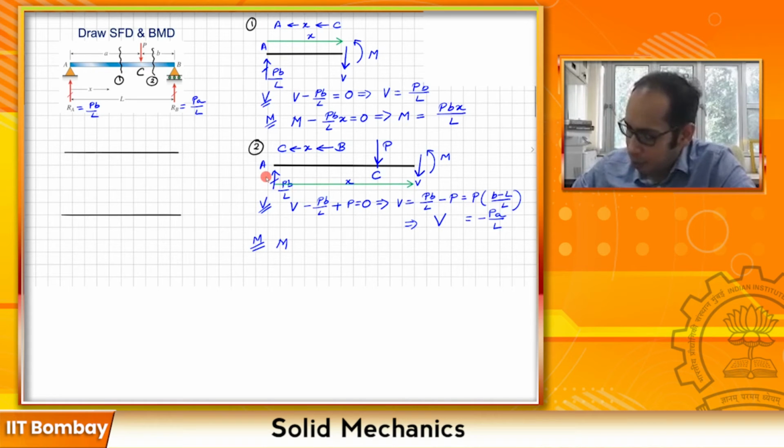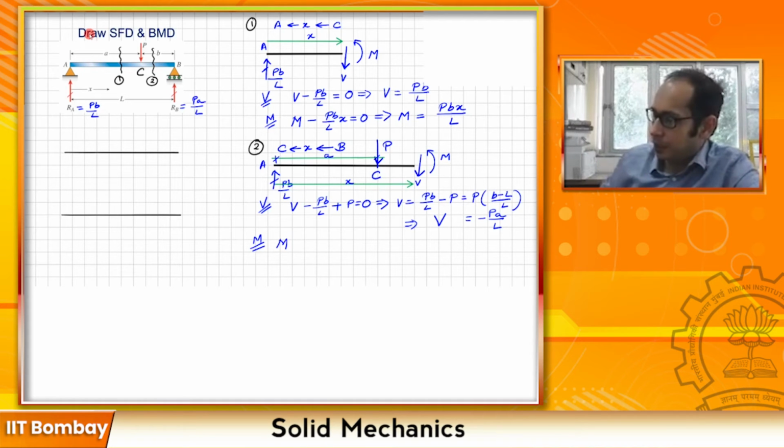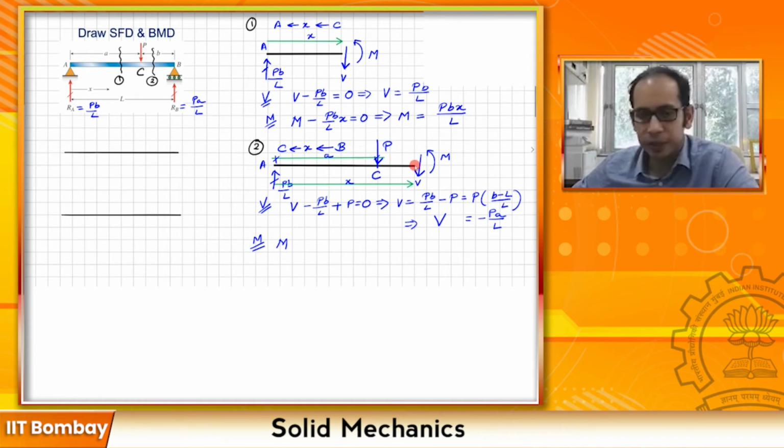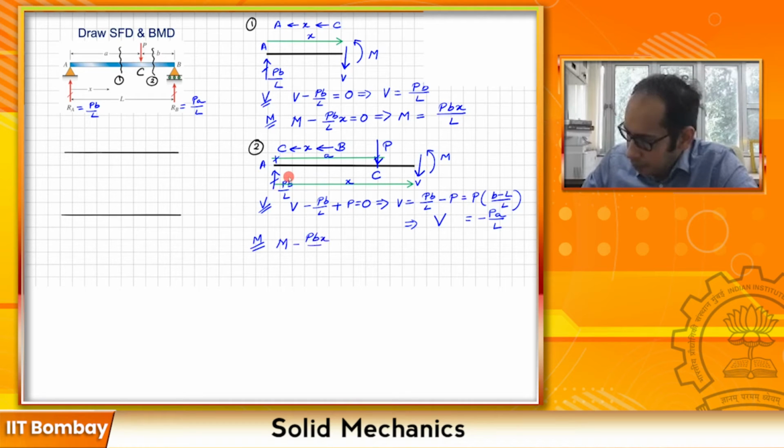And also remember one more thing, this P acts at a distance a over here. So let's just mark that as well. This is a, this distance is a. So I'm writing the expression for the moment. So this is M, right? And the moment due to this particular force is going to be minus Pbx by L.